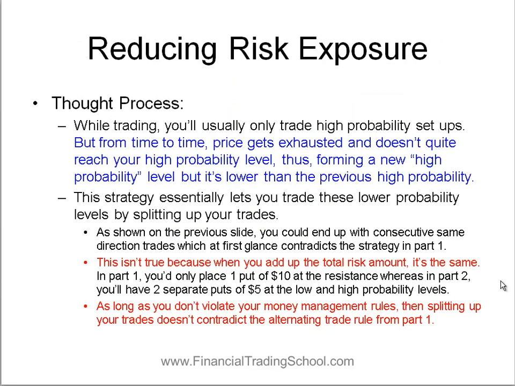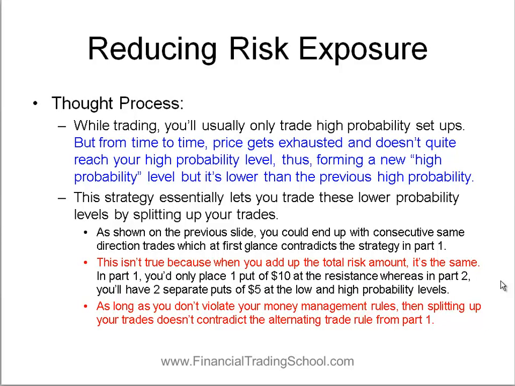So here's the thought process behind reducing risk exposure. While trading, you'll usually only trade high probability setups, but from time to time, price gets exhausted and doesn't quite reach your high probability level, thus forming a new high probability level, but it's lower than the previous high probability. So this strategy essentially lets you trade these lower probability levels by splitting up your trades.